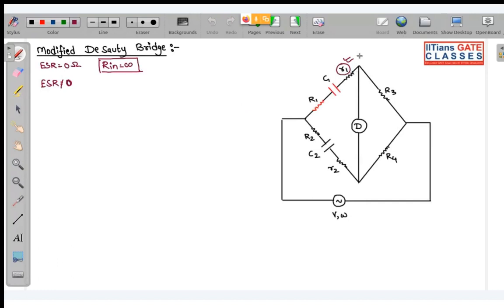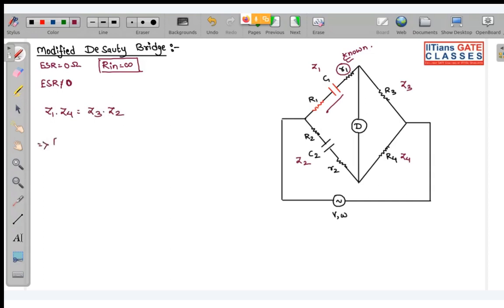Now is it clear? Tell me, Shishir. Yes, sir, clear. Okay. So same way, once again, we are going to do the analysis over here. Let this be Z1, Z2, Z3, Z4. So here R1 and C1 both are unknown. This small r1 is known. These two are unknown. Okay. So now for balance condition, Z1 into Z4 is equal to Z3 into Z2.